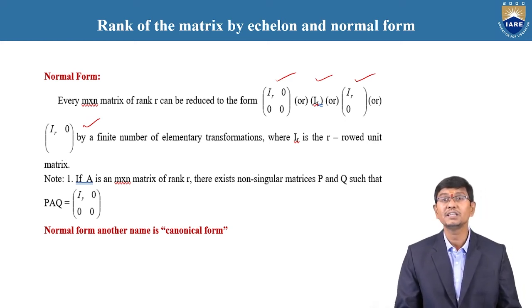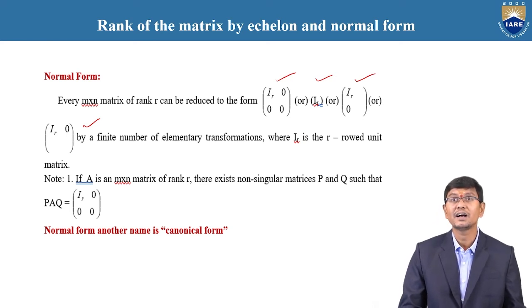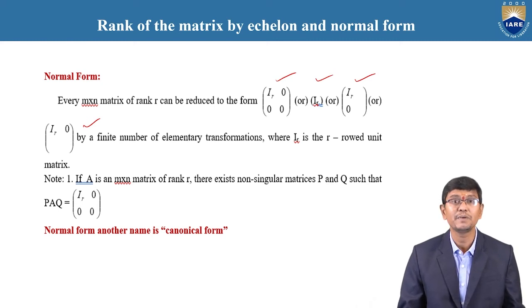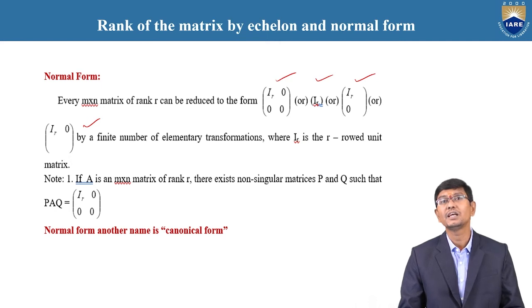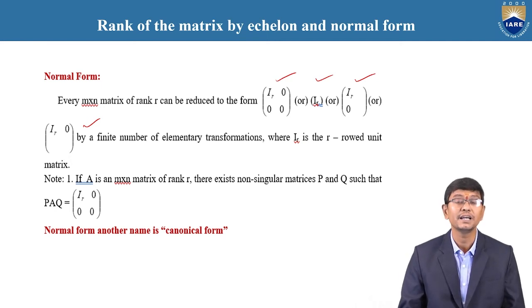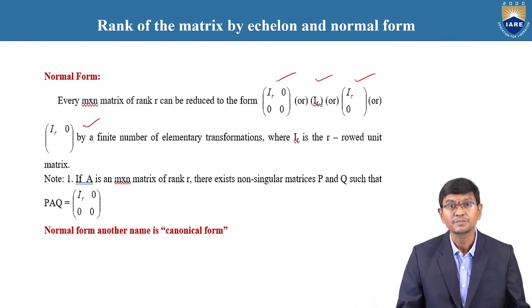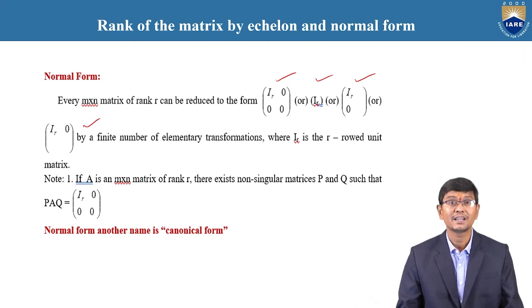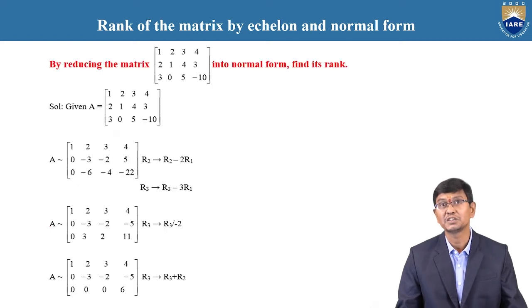Note the condition: if A is an m by n matrix of rank R, then non-singular matrices P and Q can be found such that PAQ is equal to [IR 0; 0 0]. Such a form is called the canonical form, and sometimes it is called the normal form of a matrix. While discussing the normal form or canonical form, we apply either the row operations or the column operations.